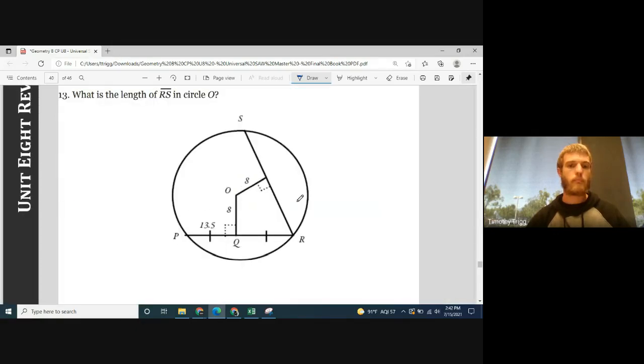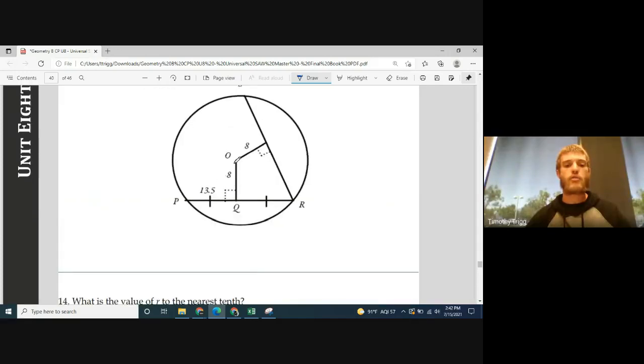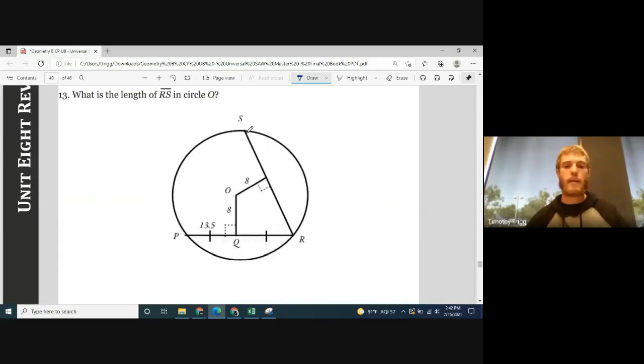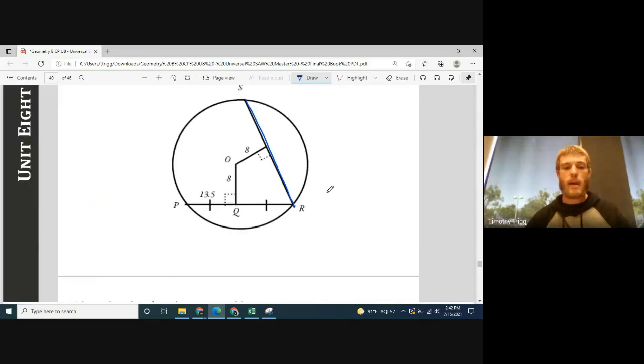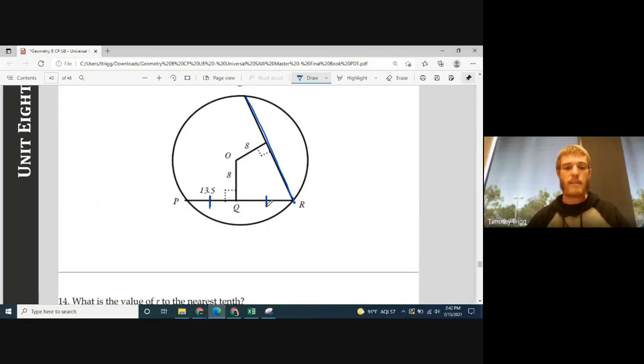What is the length of RS in circle O? So here we have circle O, and we want to find the length of RS. So that's this length here. You might notice these have little tick marks here. That means these are congruent. So if the length of PQ is 13.5, then the length of QR must also be 13.5.